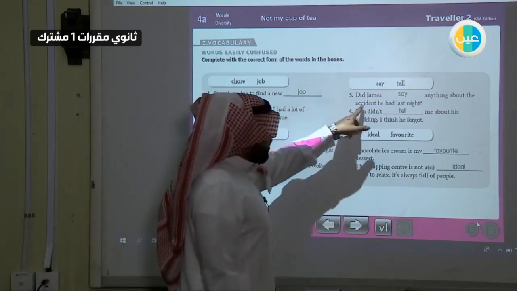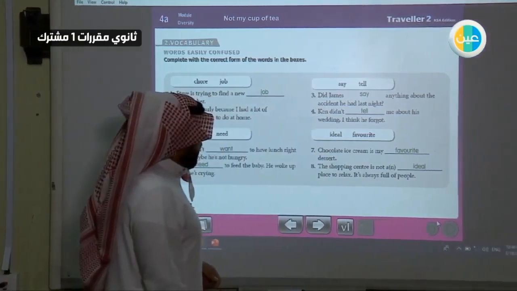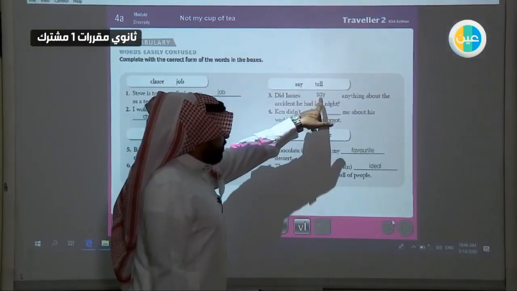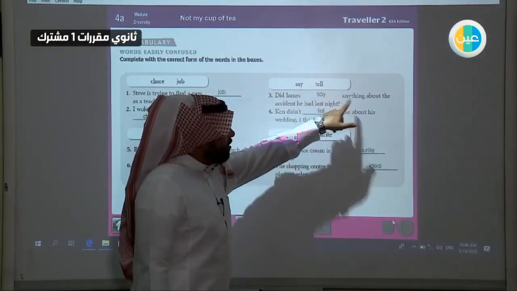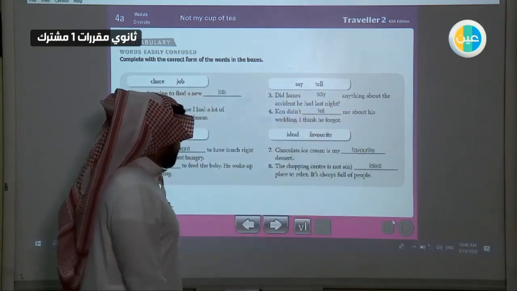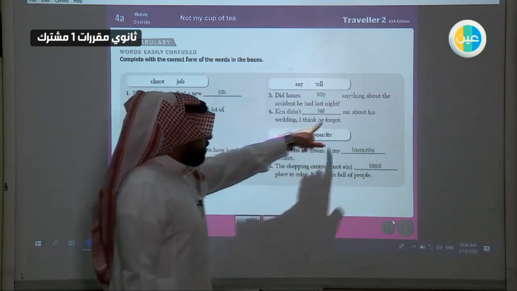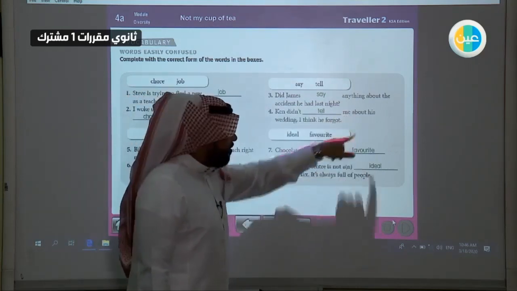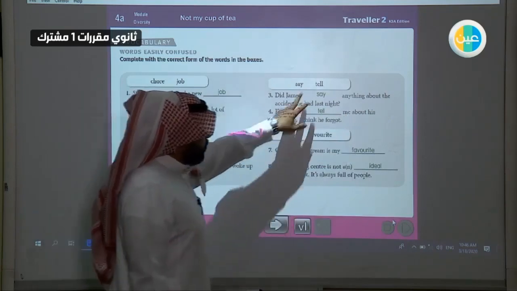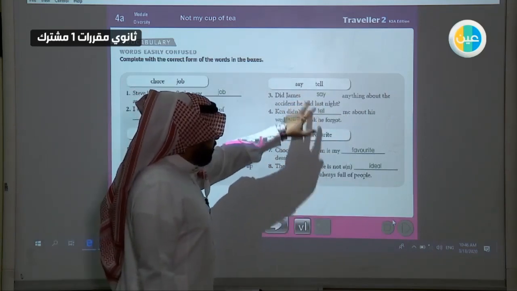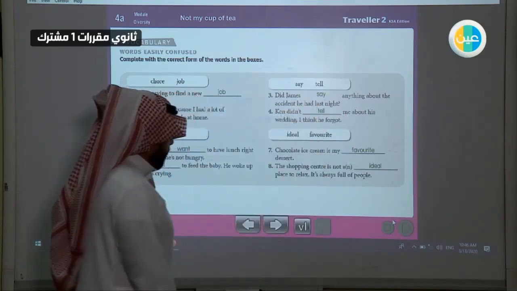Number 3, did James say anything about the accident? So here we use say, and after that something to somebody. Ken didn't tell me. We use somebody here and then the thing. So this is why we choose say at the beginning and then tell.